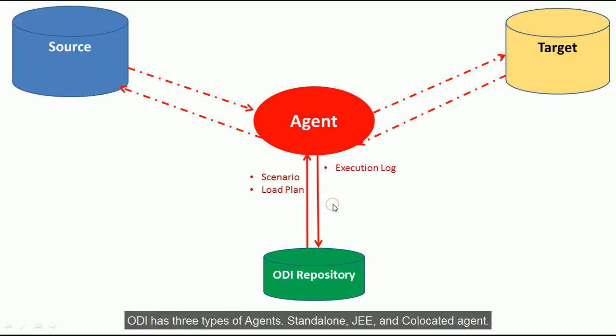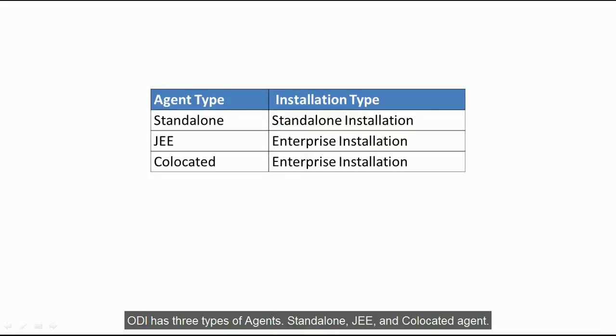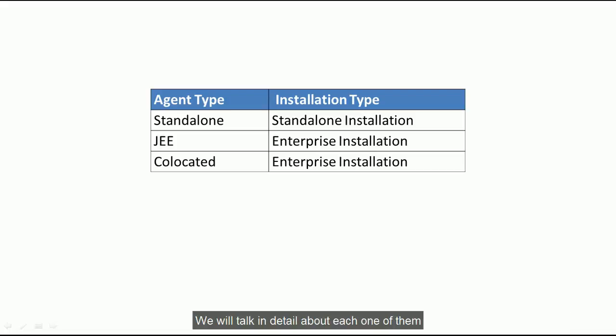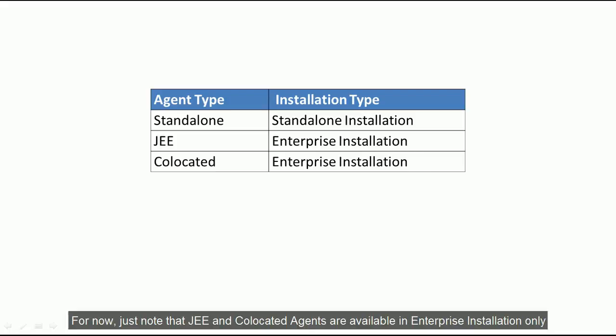ODI has three types of agents: standalone, JEE, and co-located agent. You need not install all three in your ODI implementation. Installing just one of the three would be enough. We will talk in detail about each one of them. For now, just note that JEE and collocated agents are available in enterprise installation only. Good news is that you will learn enterprise installation in this course.